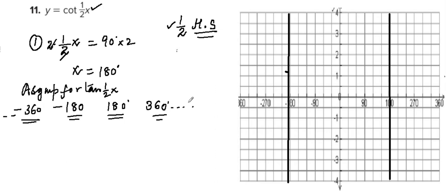Horizontal stretch are the conditions I have told you. So these are the asymptotes for tan x, not for the cot x. So I will delete these lines. Okay, leave it as it is. So these will become the x-intercepts. These are the x-intercepts for cot.